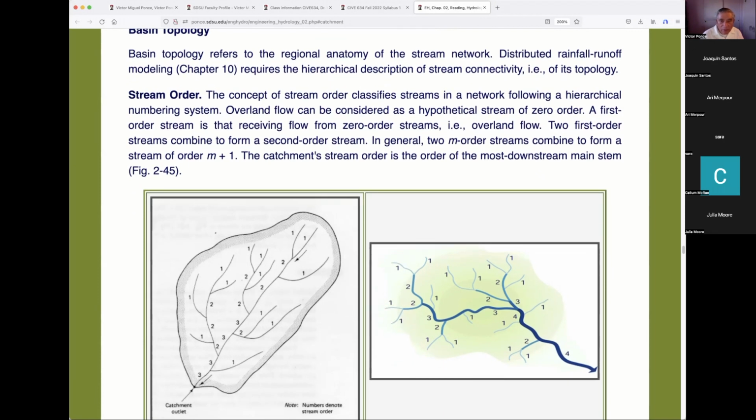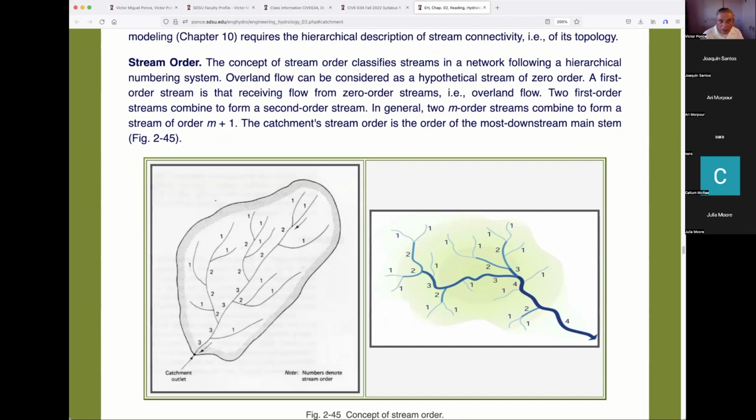Here I have two examples of stream order. As I say in there, two first order streams combine to form a second order stream. For instance, over here, first order stream, first order stream, second order stream. Two second order streams combine to form a third order stream, and then two third order streams combine to form a fourth order stream.